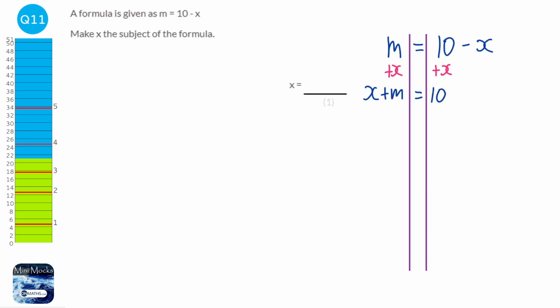Then we want to get rid of anything on the left hand side that's not this x. So we want to get rid of this plus m. So we're going to do that by subtracting m both sides. So we've got x equals 10 minus m. So our answer is 10 minus m. X equals 10 minus m.